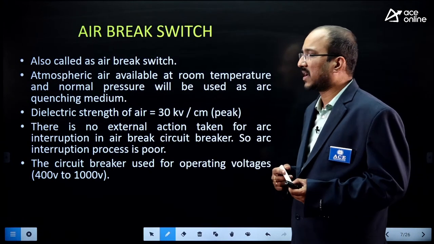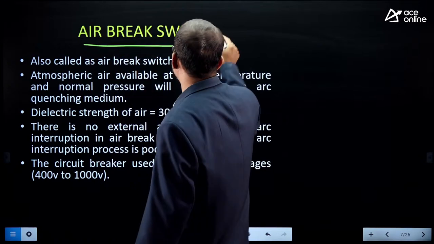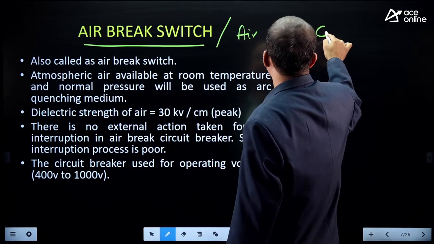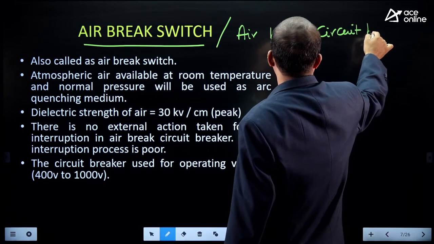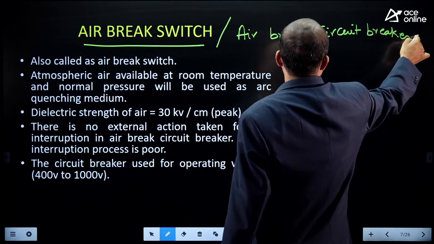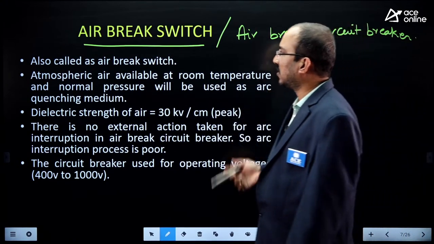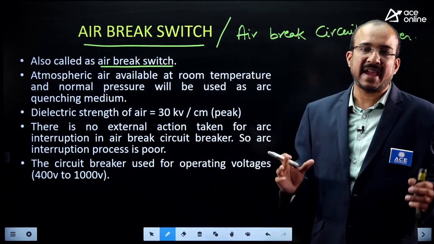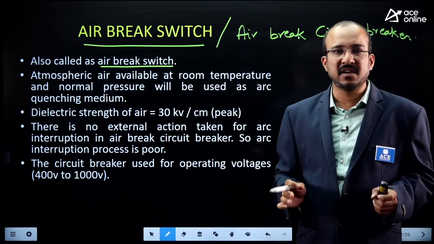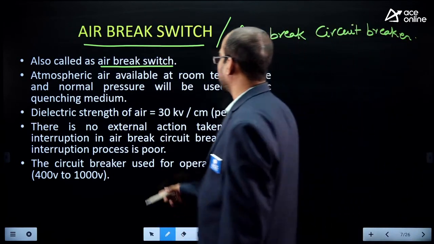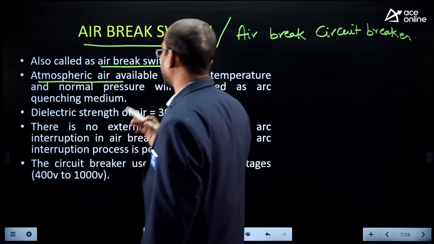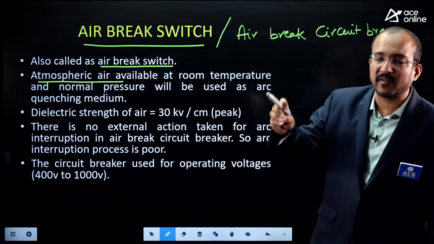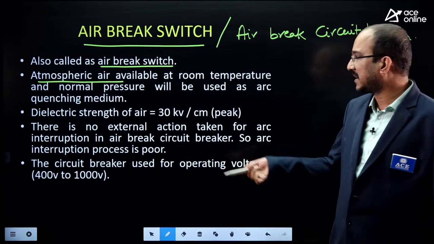Let us go through the first one, the air brake switch, also known as the air brake circuit breaker. In this, atmospheric air at normal temperature and pressure is used as the arc quenching medium. No external pressure will be applied. Atmospheric air available at room temperature is used for arc quenching.